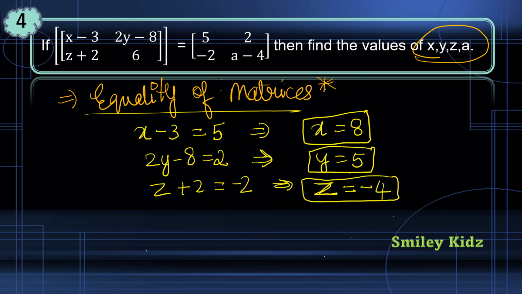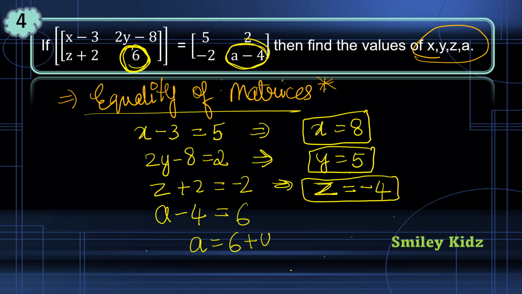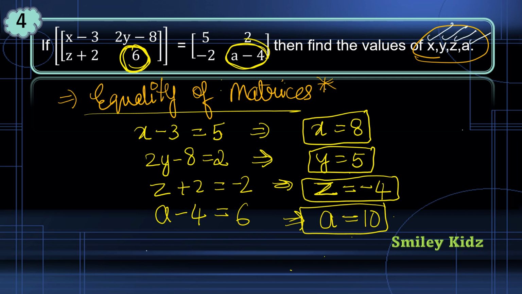Moving ahead, we have 6, which should be equated to a minus 4. So a minus 4 equals 6. Now a will be equal to 6 plus 4, and a will be equal to 10. So a is equal to 10. And that's it. We found the values of x, y, z and a by the concept of equality of matrices. x equals 8, y equals 5, z equals minus 4 and a equals 10.